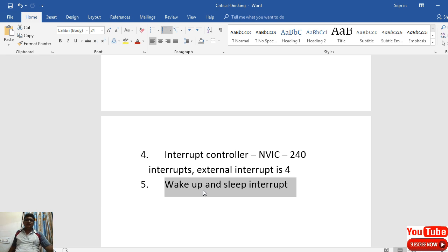And the last final thing is, the power consumption is going to be minimized if it is in sleep mode.